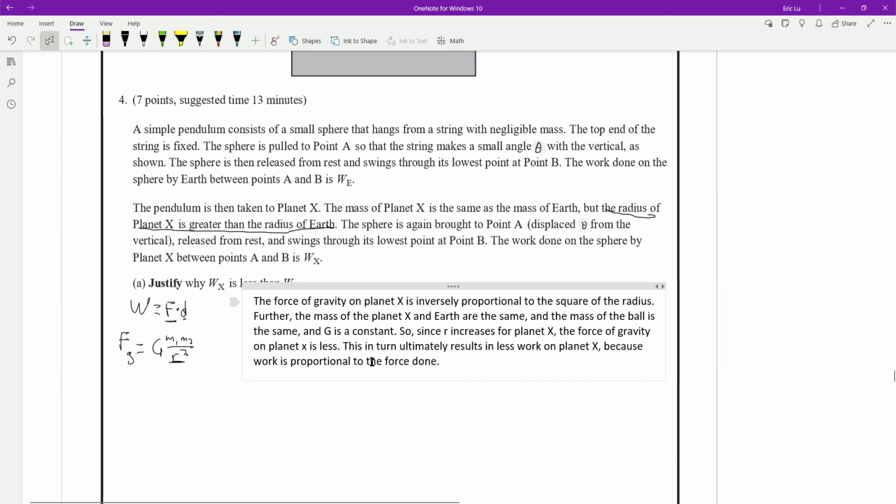And it would be nice to mention that the distance stays the same, because we have to mention all the things in the formula. The distance that the ball travels stays the same as well.